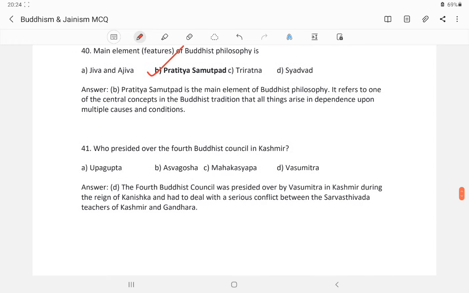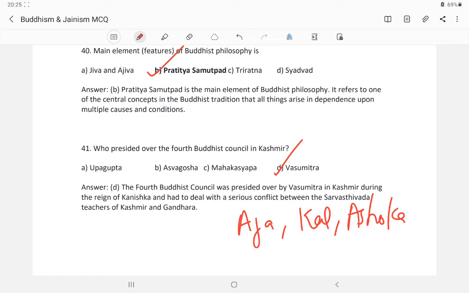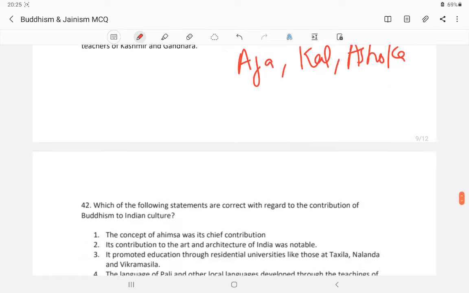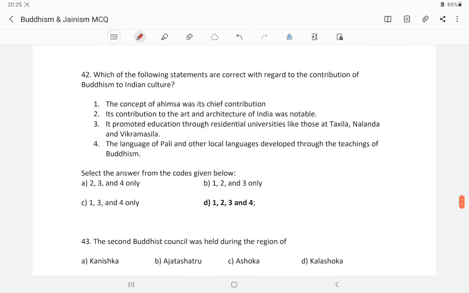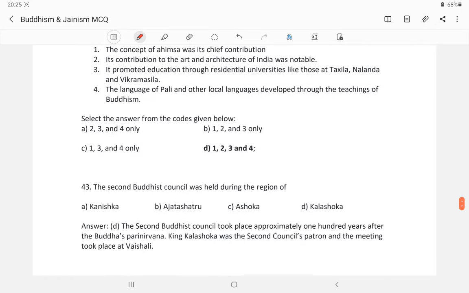Who presided over the fourth Buddhist council? The fourth Buddhist council was presided over by Vasumitra during the time of Kanishka. The first Buddhist council was under Ajatashatru, the second under Kalashoka, the third under Ashoka, and the fourth, the last, under Kanishka.